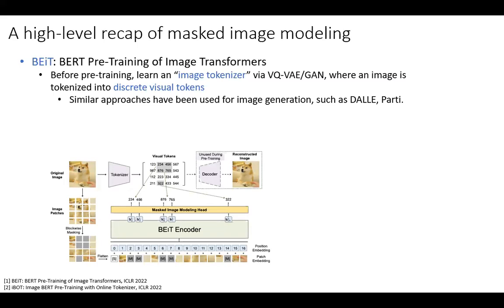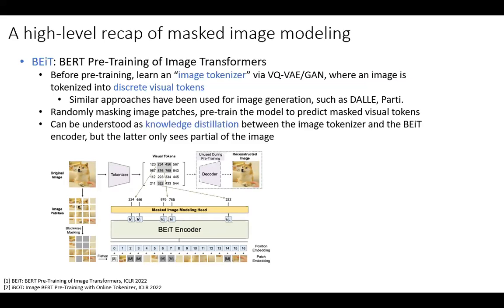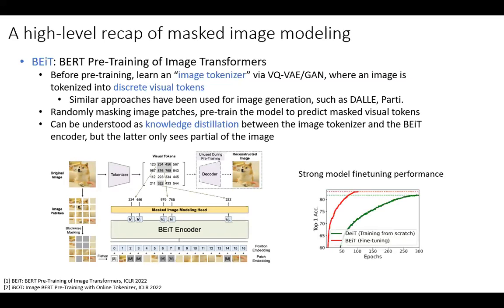So similar approaches have also been used for image generation, such as DALL-E and Parti. And the idea is you will randomly mask the image patches, and then you will pre-train the model to predict those masked visual tokens. Actually, it can also be understood as knowledge distillation, right? As you can see, there's an image tokenizer, and this image tokenizer is kind of the teacher. And you also have the BEiT encoder, and this BEiT encoder is kind of the student. But now the student is doing a much harder job, because your student can only see a partial image instead of the whole image as your input.